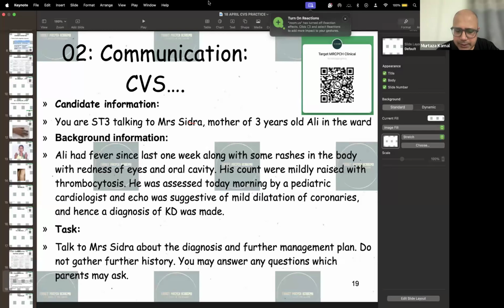Yeah, doctor. I am understanding. So you will be giving him, I suppose, IVIG as you told. Correct. Any side effects of it, doctor? Like Ali might have some side effects from that.